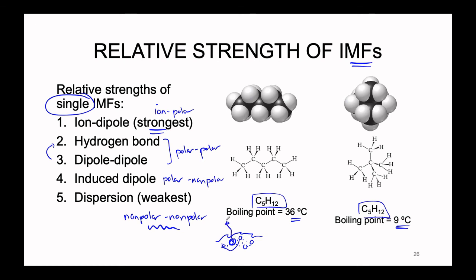In order to take a molecule and separate it from the bunch, we're going to have to cut ties, cut all of these intermolecular forces around it. So the stronger the intermolecular forces, the more energy we have to put in to separate this one molecule. The more energy we have to put in corresponds to needing a higher temperature to boil.